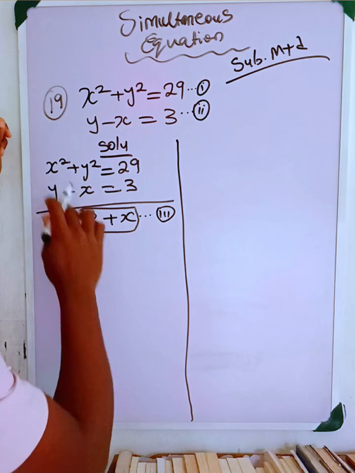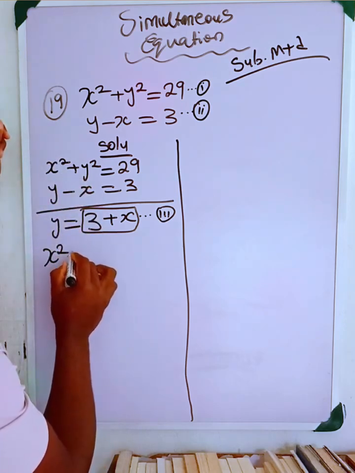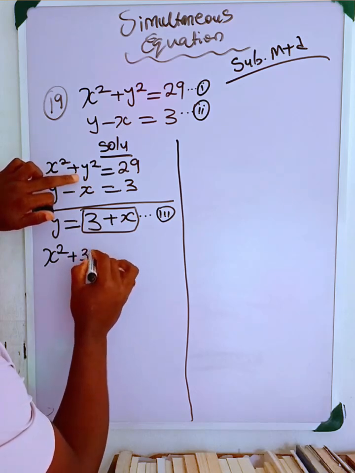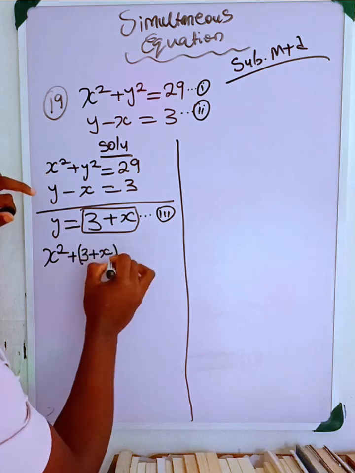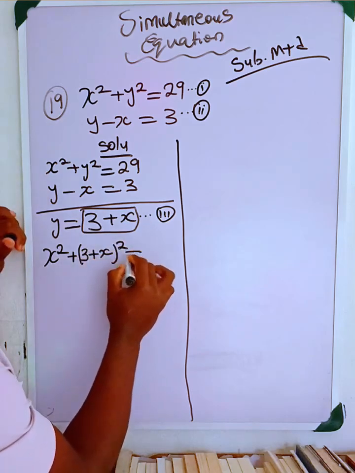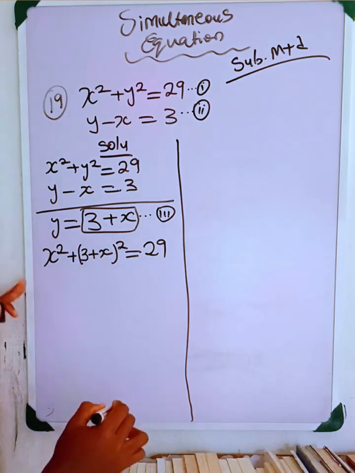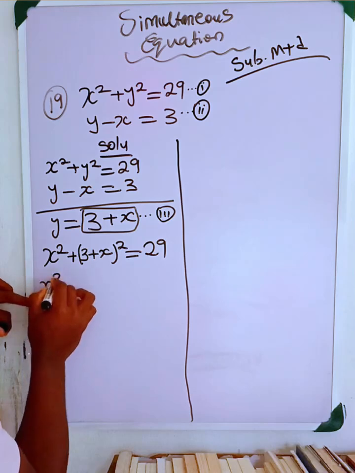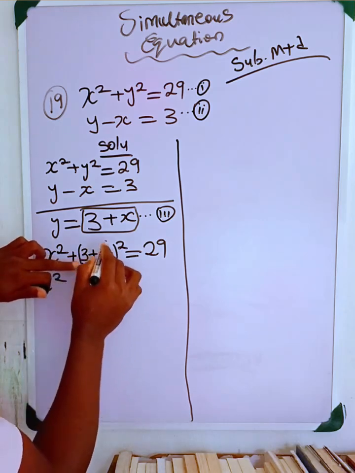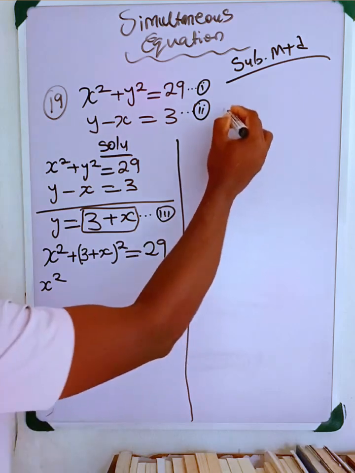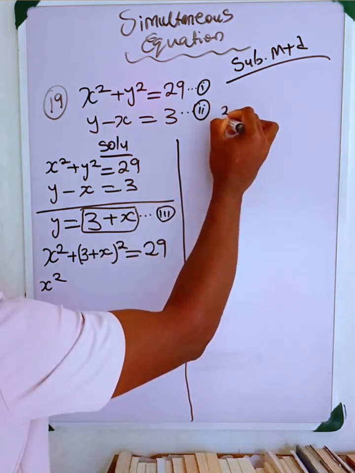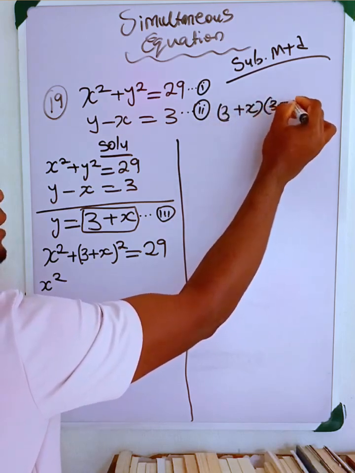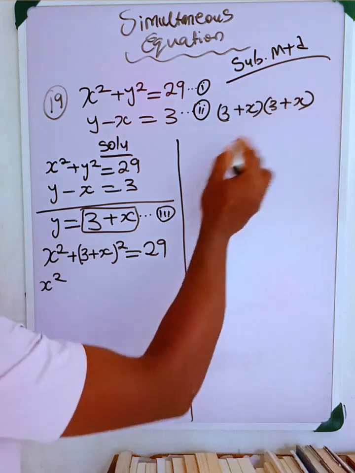Now we have x squared, that is for us to be able to find the value of x. x squared plus what is y? y is 3 plus x all squared, right? Equals 29. The next thing we need to do is to expand 3 plus x all squared. This is the same thing as 3 plus x times 3 plus x. Are you following? So let's expand it.